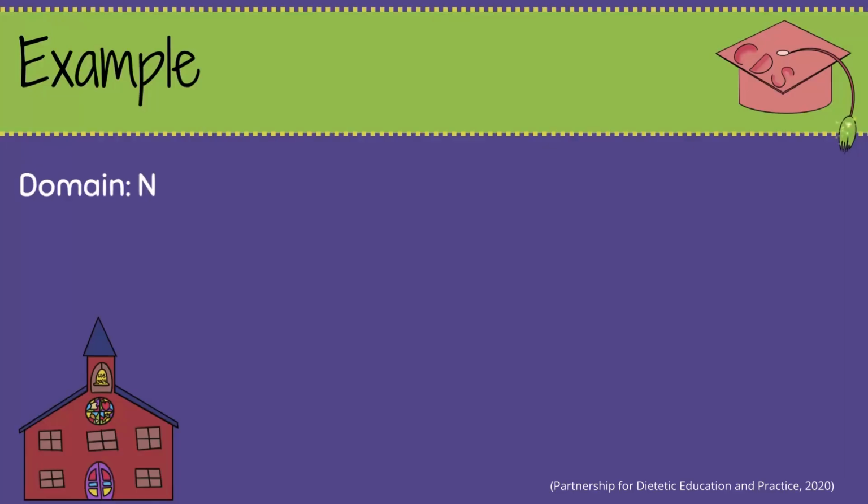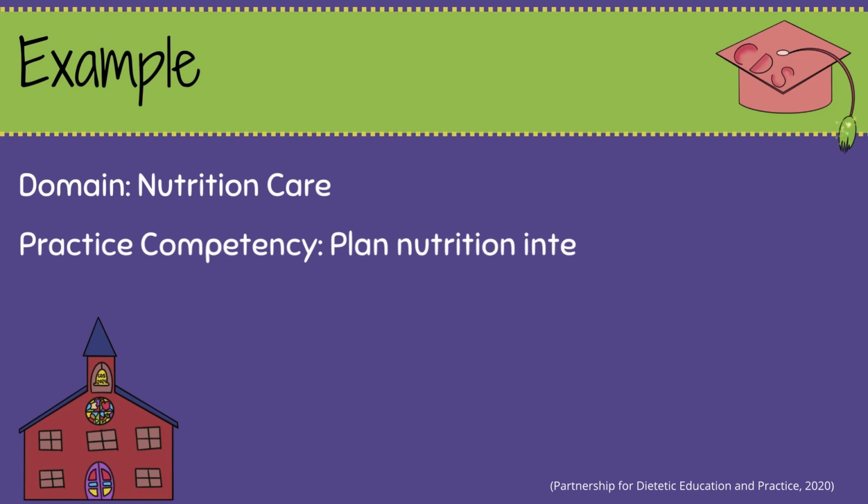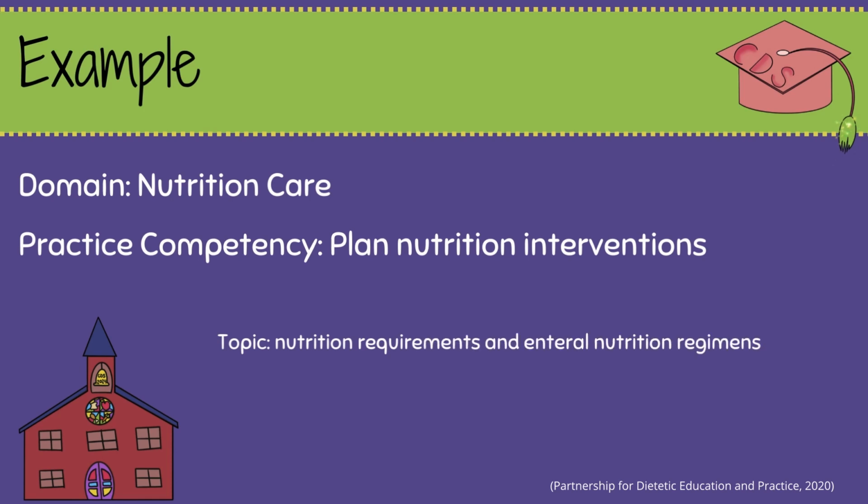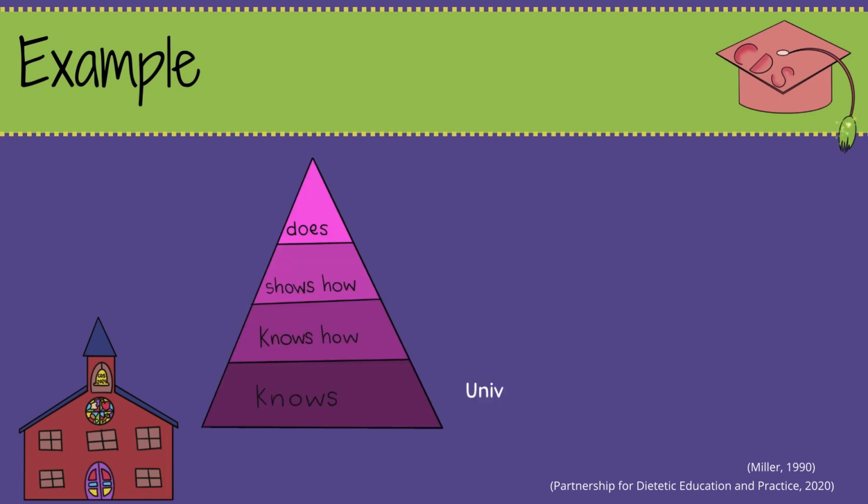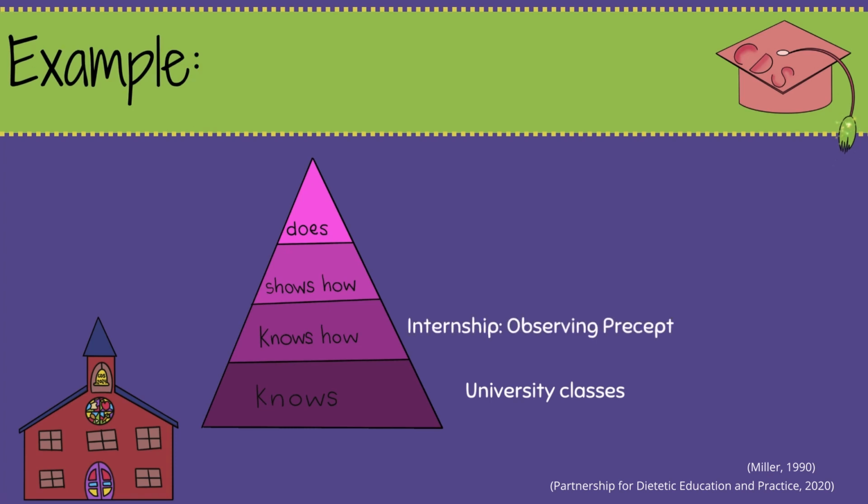Let's consider an example. Within the nutrition care domain, one of the practice competencies is plan nutrition interventions. Within this practice competency, there are performance indicators for determining nutrition requirements and determining enteral nutrition regimens. You will have learned about nutrition requirements and enteral nutrition regimens in school. As an intern, you start at the know level of the pyramid. You know what nutrition requirements are and what enteral nutrition is.